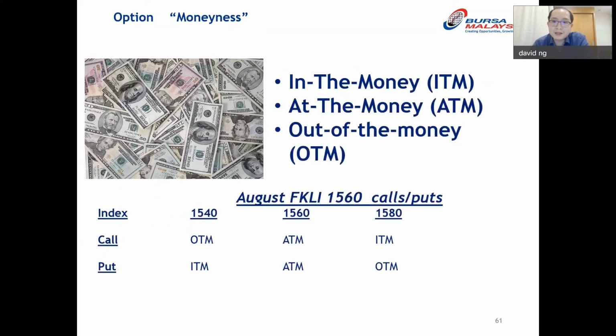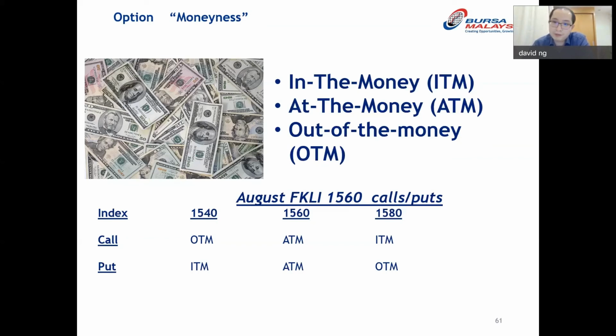Now, moneyness is a so-called terminology in the options market. So if you are looking to buy a call, say for example the strike price is 1560. When the FKLI is trading at 1560, that normally means the strike price and the market price are the same. Now, if the market price goes above 1560 and you purchase a call option for 1560, technically you're making money. If the market price falls below 1560, you won't be exercising the contract because your option only allows you to buy at 1560, and the market price has fallen below. Technically, you can just buy cheaper from the market.